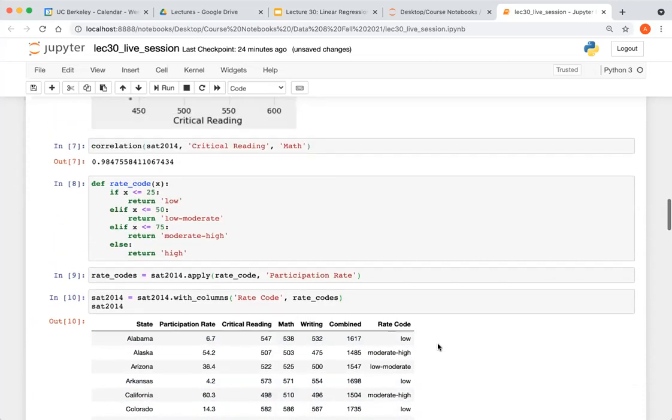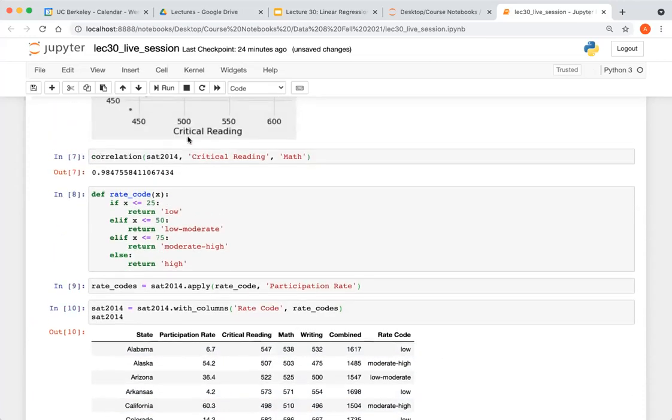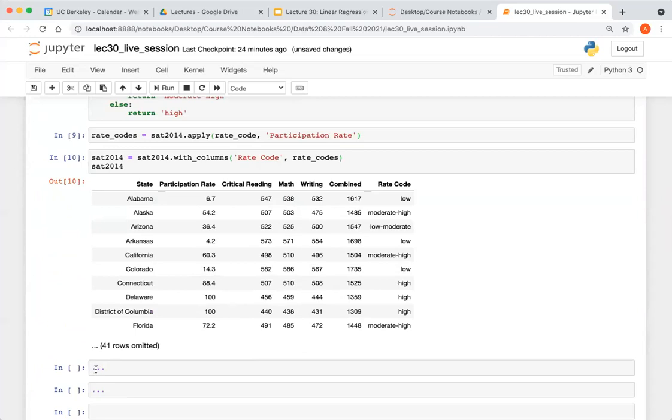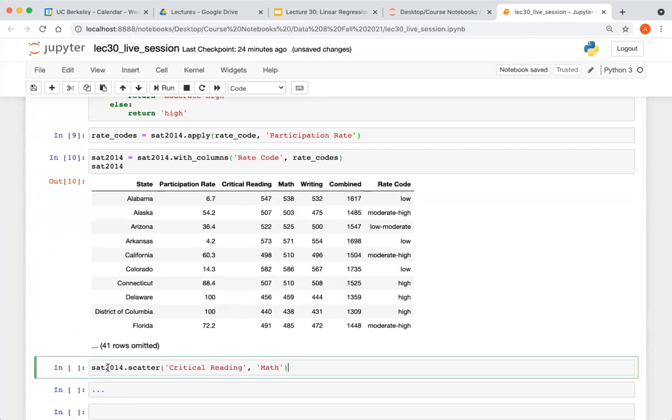And now I'm going to do something that I do all the time when I am analyzing data. We're going to redraw the scatter diagram. But we're going to use one of my favorite arguments to scatter, which is a group argument. What it does is it groups the data by the column that you specify, which in my case is going to be the rate code column. And then what does it do? Let's take a look at what it does.